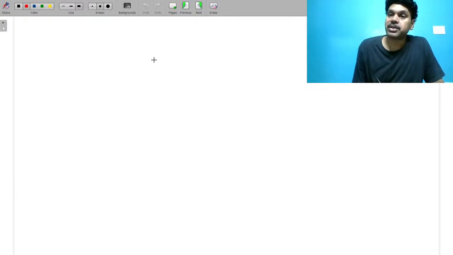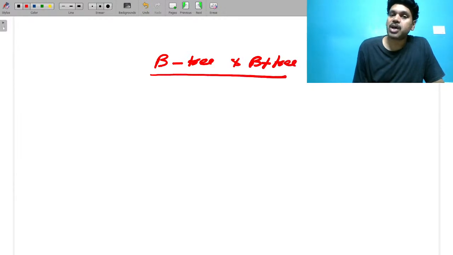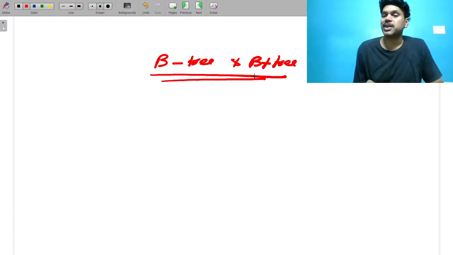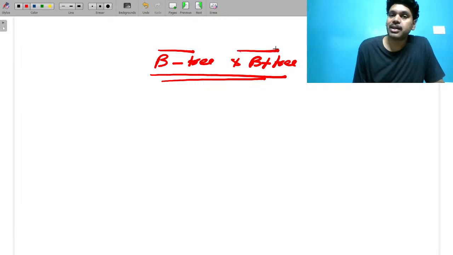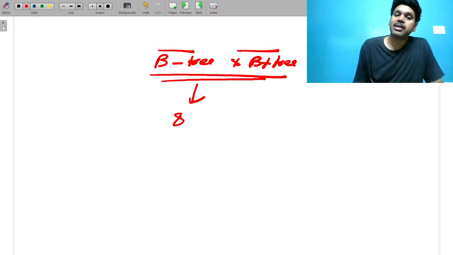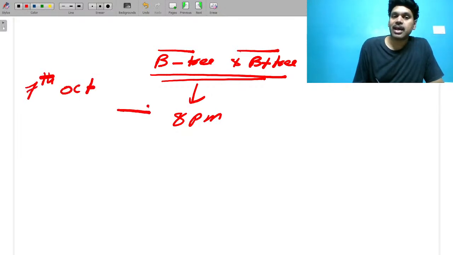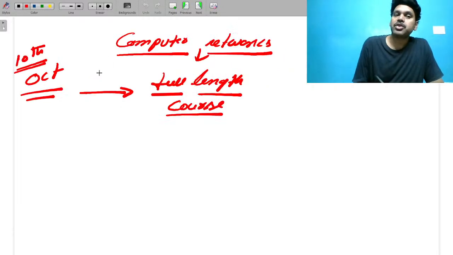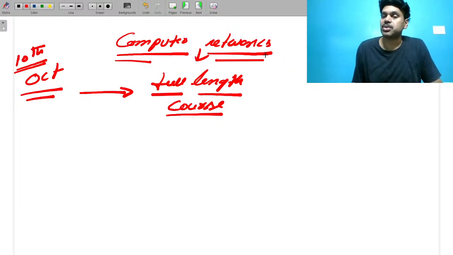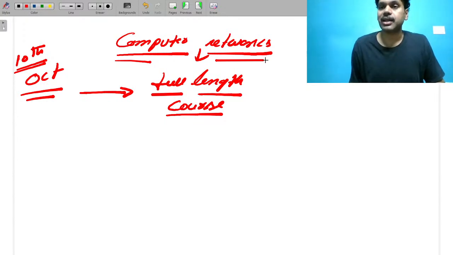Tomorrow our schedule is a practice session on B tree and B plus tree. So how to construct them, as well as how to find the orders of B tree and B plus tree. This is our schedule for tomorrow, at 8 p.m. So the 7th October schedule is this, and as I told you, from 10th October onwards you are going to have a computer networks full length course according to your GATE curriculum.